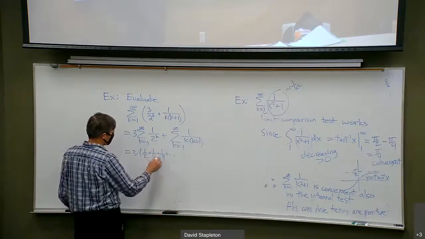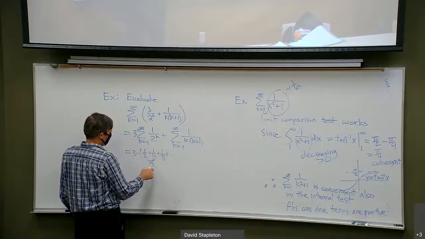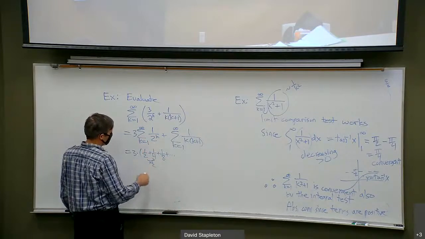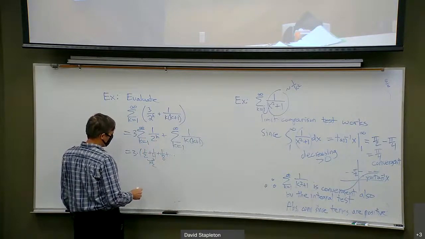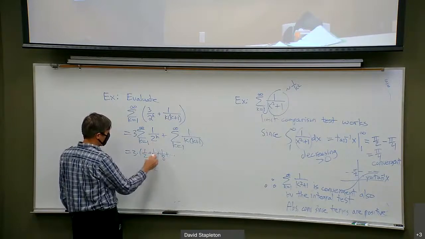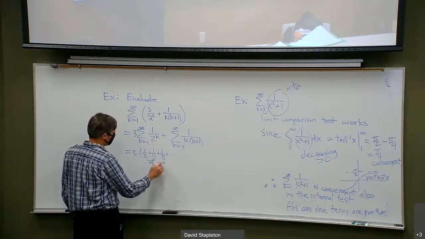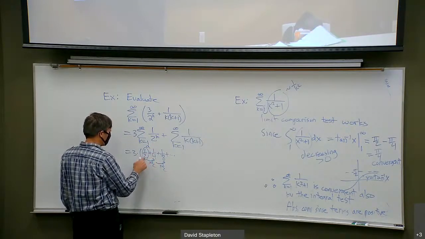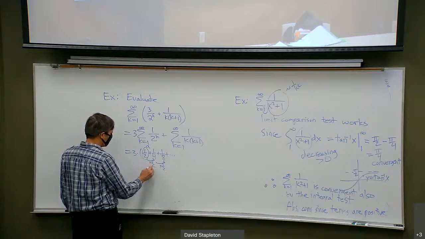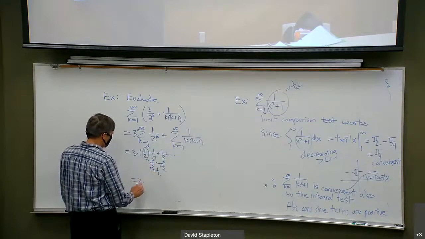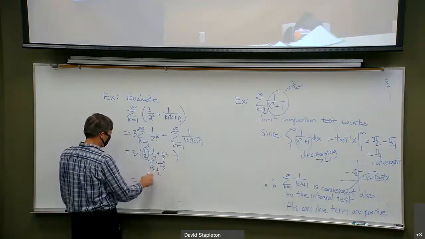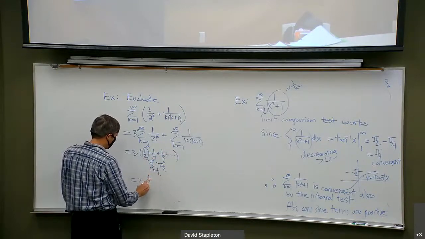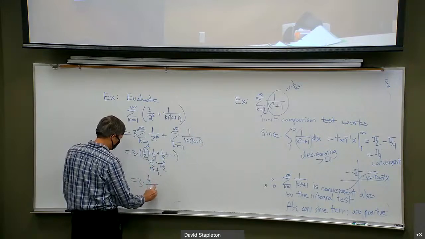It's a geometric series. A over 1 minus r is the sum. Maybe we should re-index it and do it that way if you want. But this is a geometric series because each term is 1/2 times its predecessor. And the first term is A. So A is the first term. R is the multiplier. So the sum of this series is A, 1/2, over 1 minus R, 1/2.